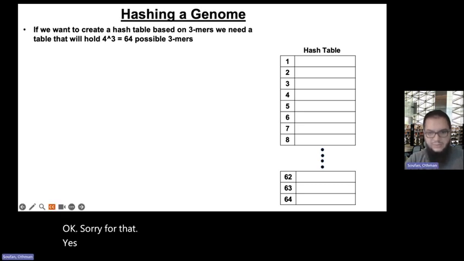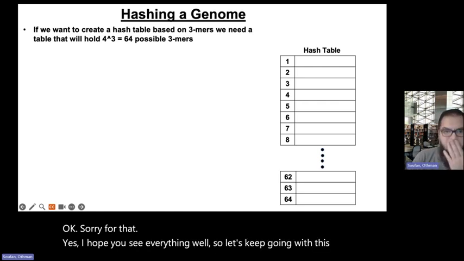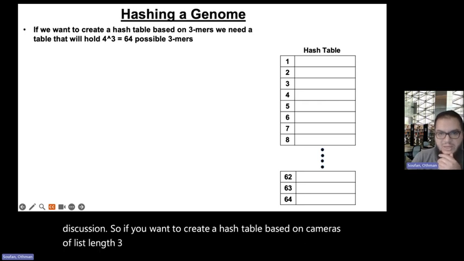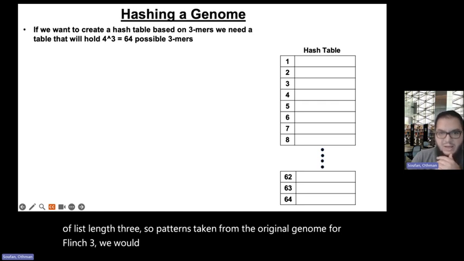Yes, I hope you see everything well. So let's keep going with this discussion. If you want to create a hash table based on k-mers of length 3, so patterns of length 3 taken from the original genome, we would know that we have 3 slots. Each one can take A, C, G, or T.